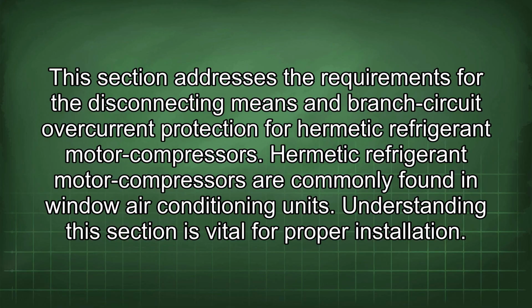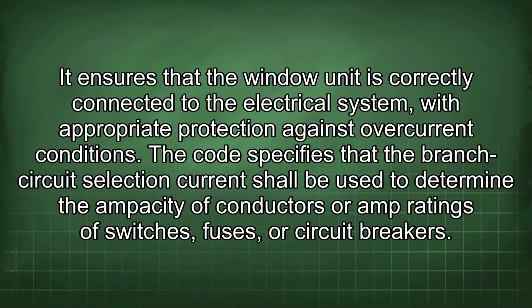Hermetic refrigerant motor compressors are commonly found in window air conditioning units. Understanding this section is vital for proper installation. It ensures that the window unit is correctly connected to the electrical system with appropriate protection against overcurrent conditions. The code specifies that the branch circuit selection current shall be used to determine the ampacity of conductors or amp ratings of switches, fuses, or circuit breakers.